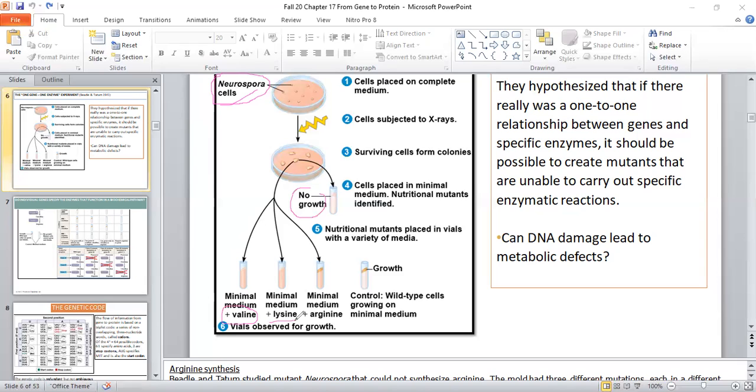So they added valine, there was no growth. They added lysine, there was no growth. Okay, and then what happened?